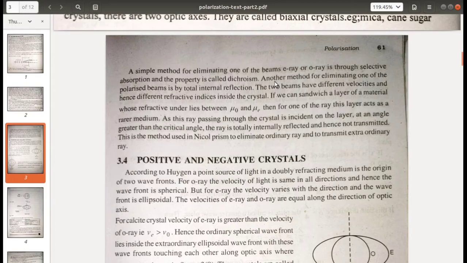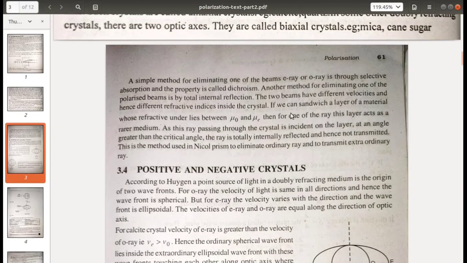Another method for eliminating one of the polarized beams is by total internal reflection. The two beams have different velocities and hence different refractive indices inside the crystal. If we sandwich a layer of material whose refractive index lies between mu o and mu e, then for one of the rays, this layer acts as a rarer medium. As this ray passes through the crystal and is incident on the layer at an angle greater than the critical angle, the ray is totally internally reflected and hence not transmitted. This is the method used in the Nicol prism to eliminate the ordinary ray and transmit the extraordinary ray.